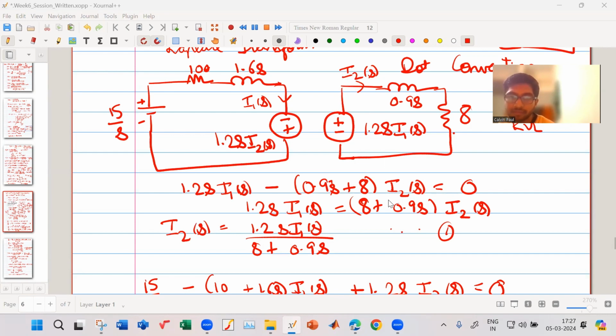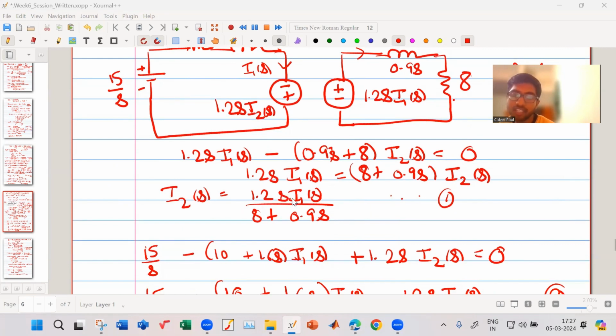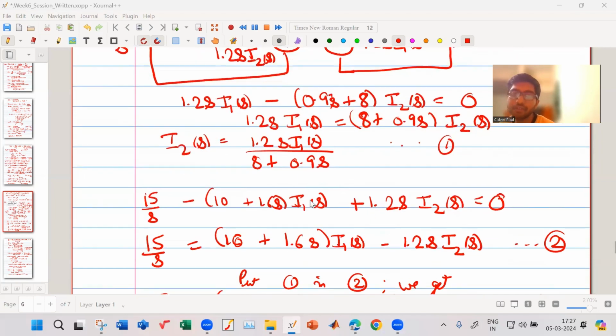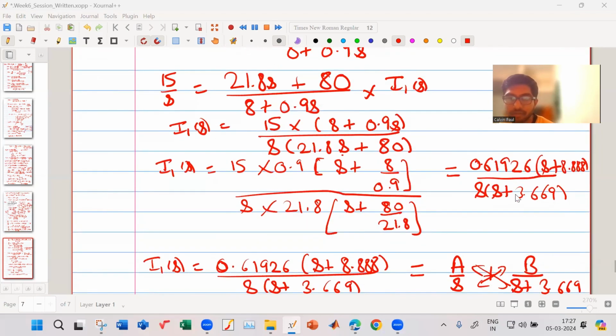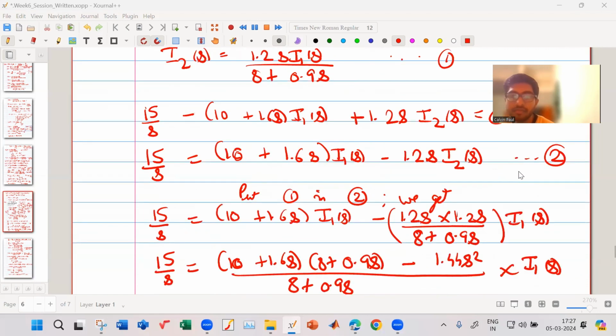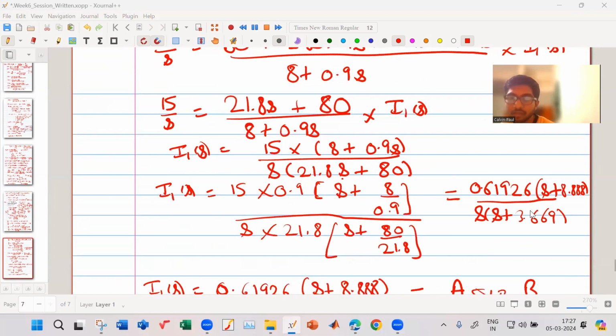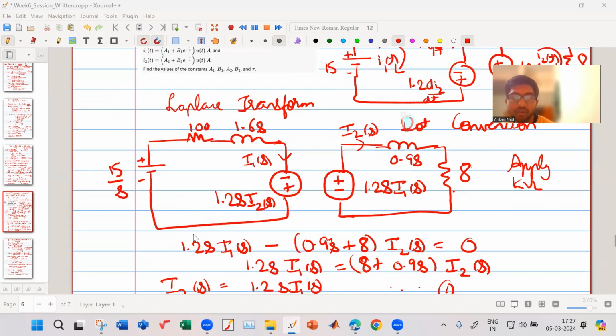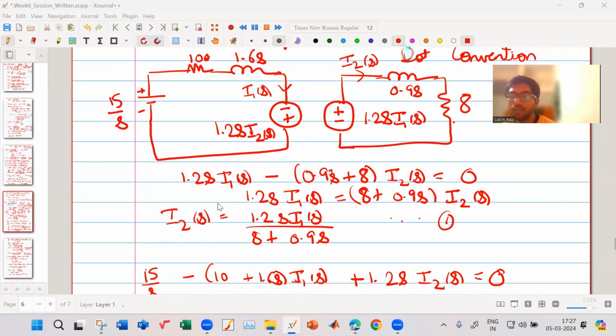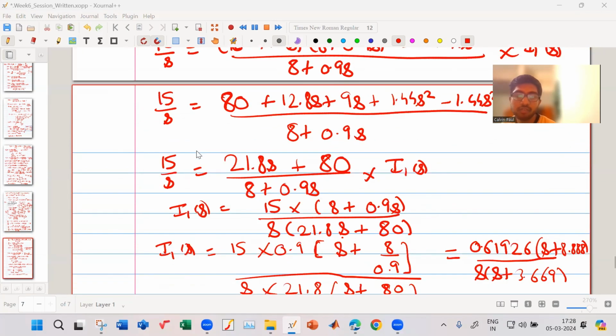Now, I2 of S is equal to 1.2 S, I1 of S upon 8 plus 0.9 S. You know what is I1 of S? I1 of S you found out to be like this. You substitute this in this equation and then you have to solve it. So it will become simpler. What will happen is certain factors will get cancelled. This factor will get cancelled and this S also will get cancelled. So it becomes a bit easier to solve for I2 of S. So I2 of S, I leave it for you guys. So I'll proceed to the next question.